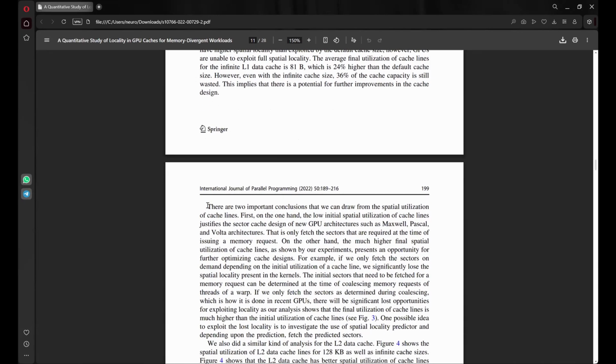They draw two conclusions, and the first one is that the low spatial utilization of these 128 byte cache lines justifies splitting them up into 32 byte segments. These 32 byte segments can be used to bring in just the data that we need, rather than a bunch of data that's just going to sit there and clog up the system.